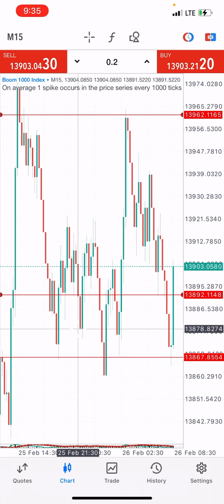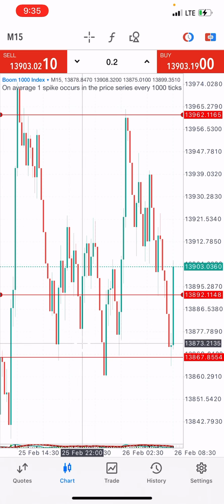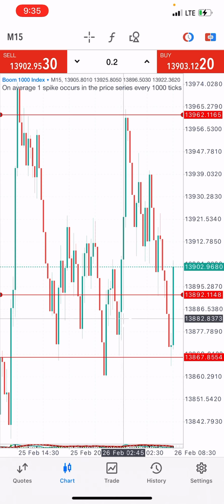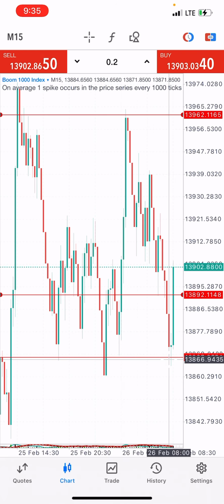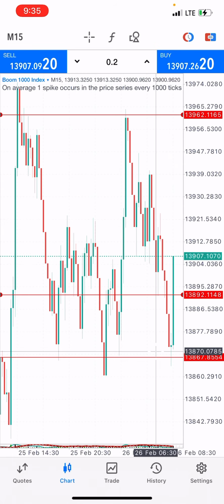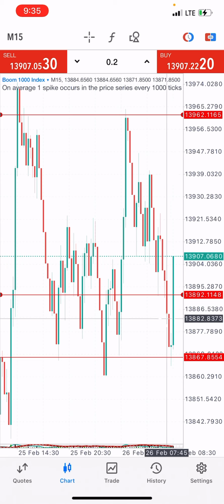You can see it spiked up when the market was approaching the support zone, and again it spiked up again and again. At this point it was coming down. Look at the wick, it was coming down, it spiked up again, and again at this point it was coming down, it spiked up again. So these are zones. Look, another spike right now.